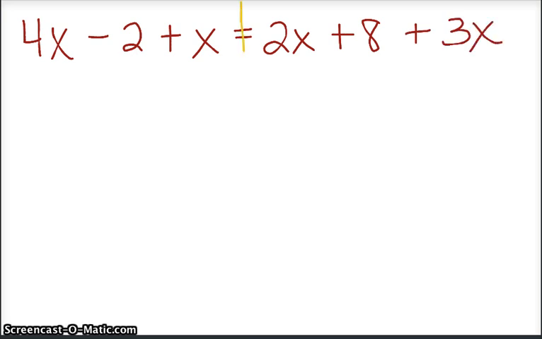Okay, so maybe you want to write this one down and do this together with me, or if you want to push pause, work it out, and then you can try it on your own. Push play when you're ready. All right, so first step, we always want to try to simplify first.